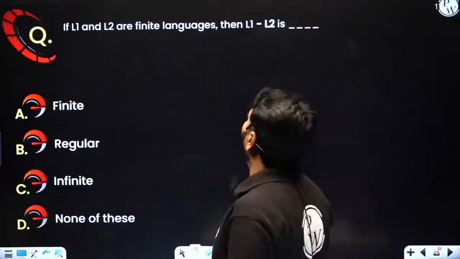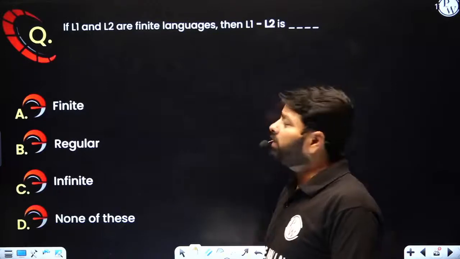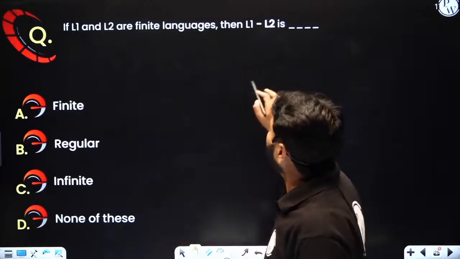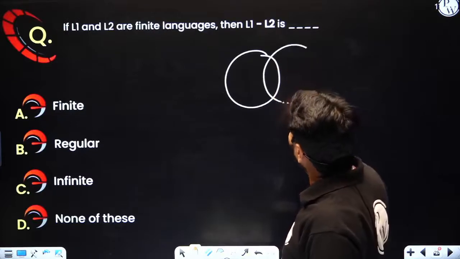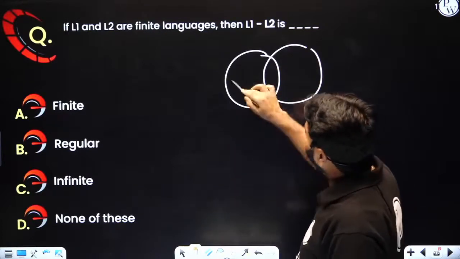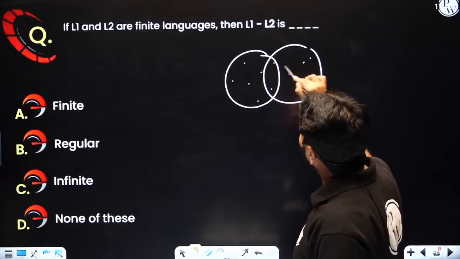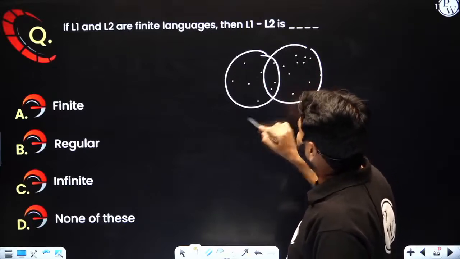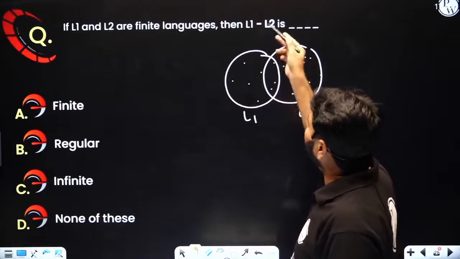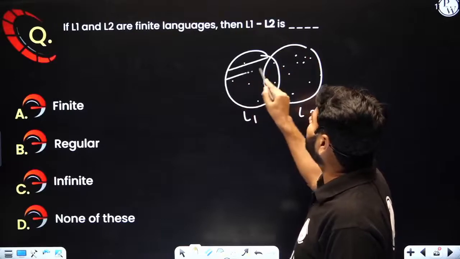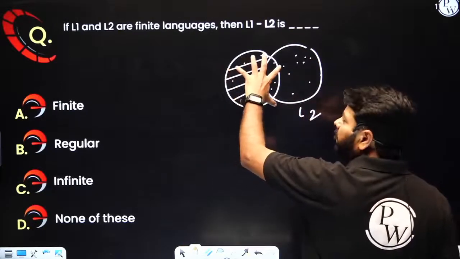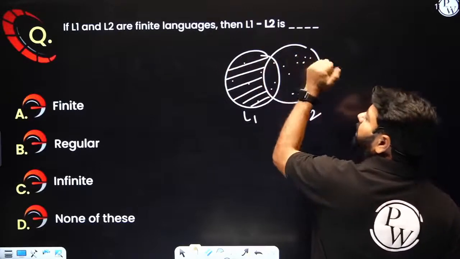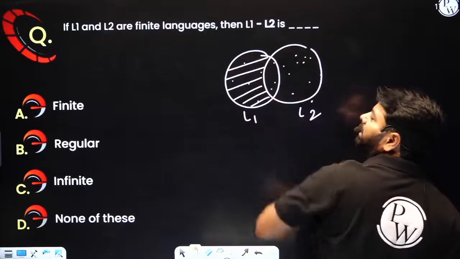Let's now move to set difference. I hope you are aware of set difference. L1 minus L2 means, suppose you have two languages, L1 and L2, and there are many strings in L1 and L2. What is the meaning of L1 minus L2? Only the L1 portion. That means the result depends on L1 only, but those strings which are there in L2 will be deleted from the result.